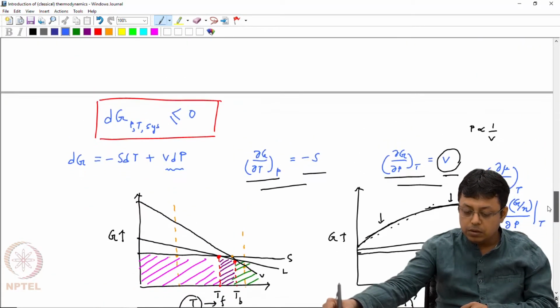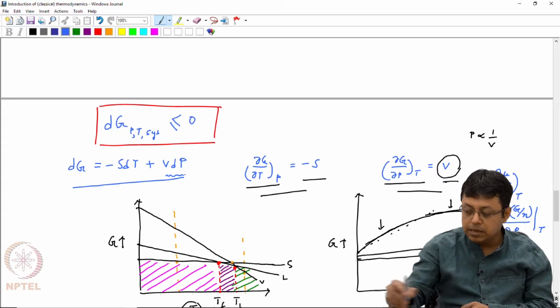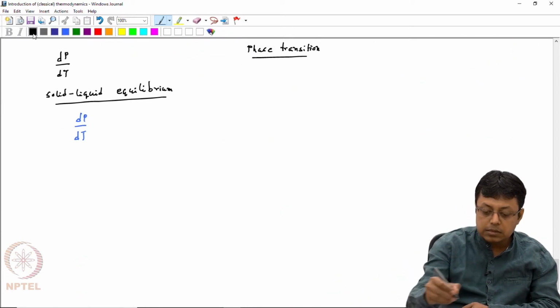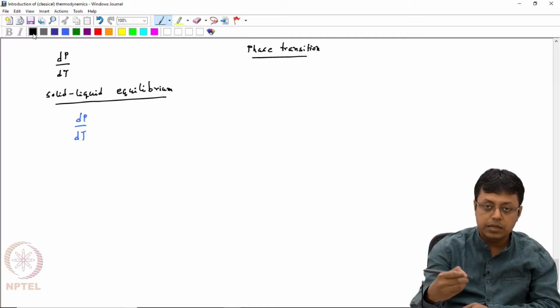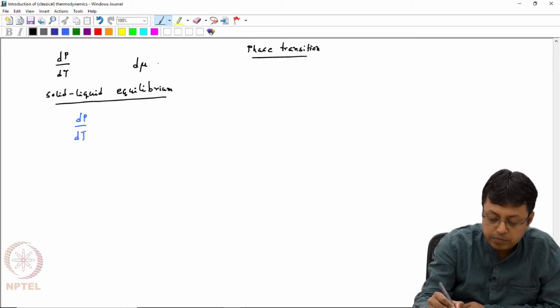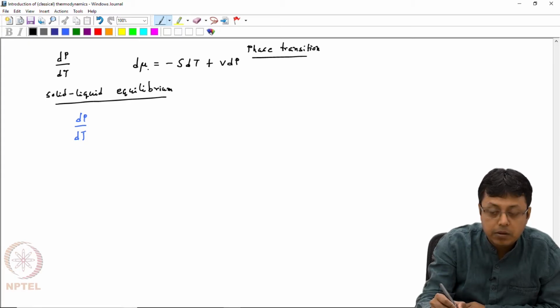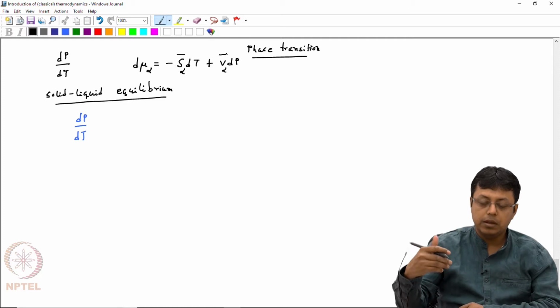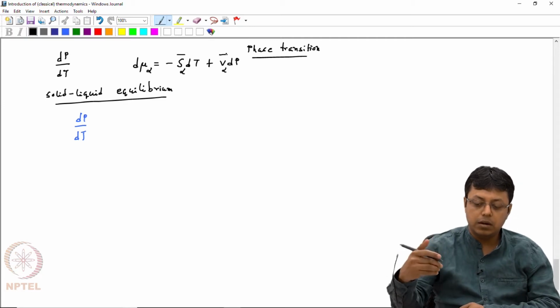We know that dG is minus S dT plus V dP. Here we are talking about dG per unit mole, so we can write dμ is minus S dT plus V dP, but this is for a particular phase, let's say phase alpha. So I can write it with S alpha and V alpha, and since I am writing μ, I have to use the S bar and V bar notation because it's a molar entropy and molar volume.